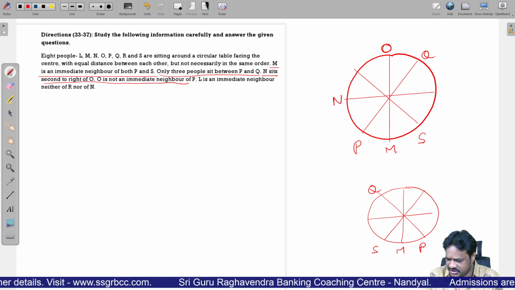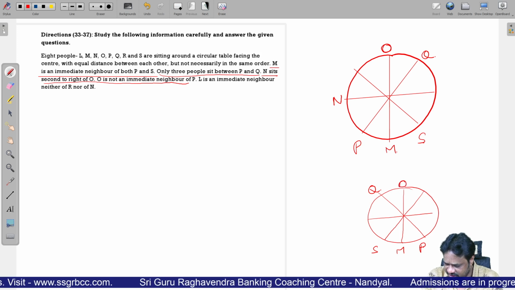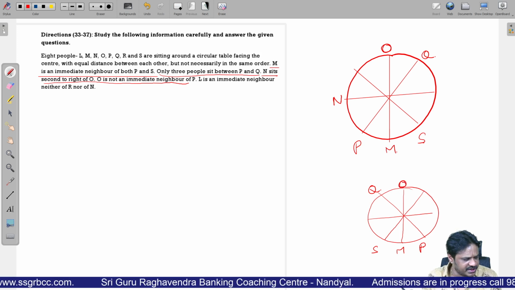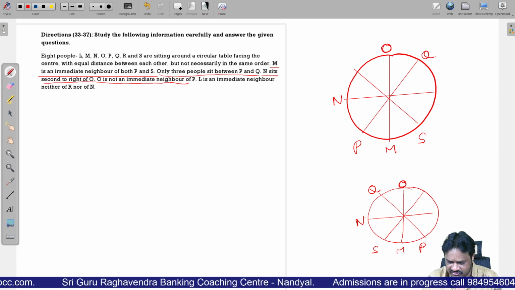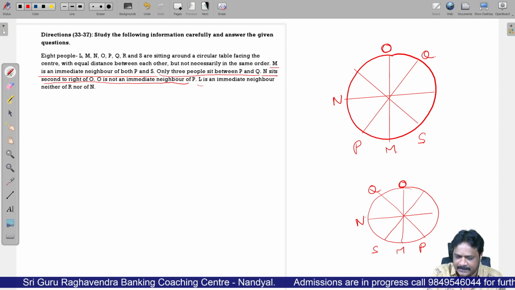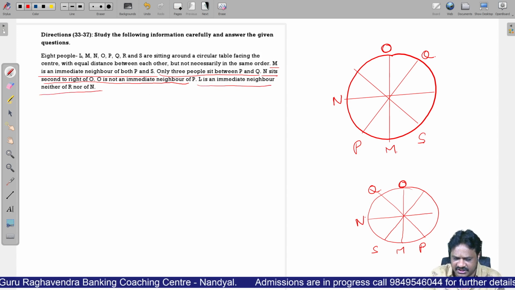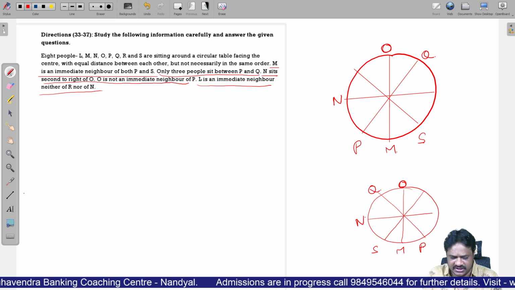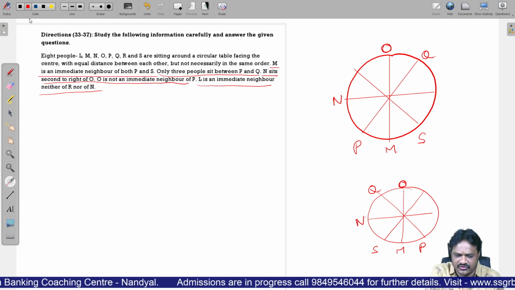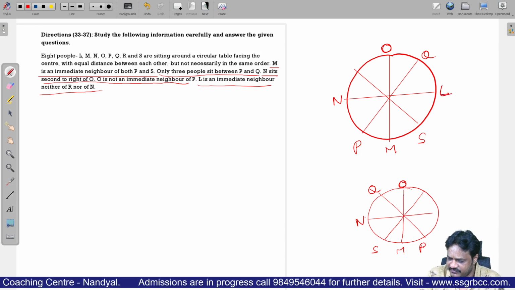Now come to the second case. O is not the neighbor of P. So here I can write O. O right second, the person is N. So here we will get N. L is the neighbor of neither R nor N. L is not the neighbor of N. So L will come here.